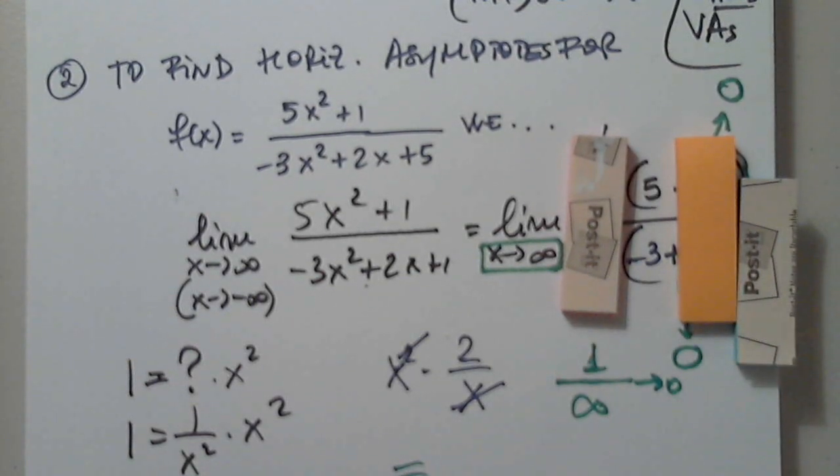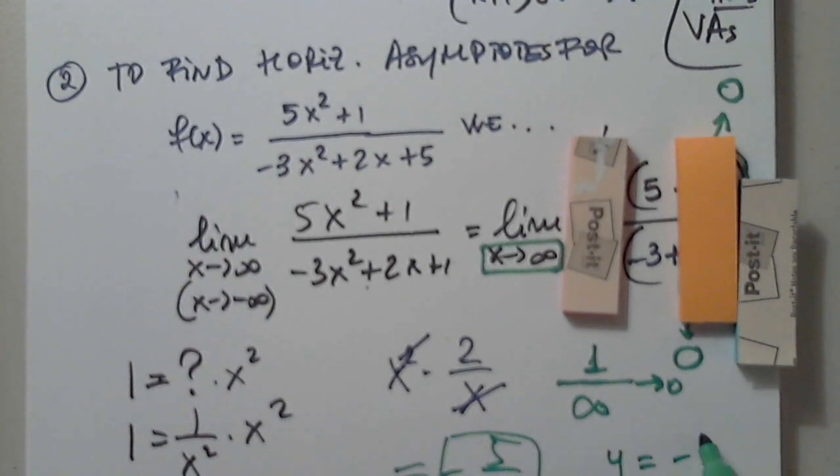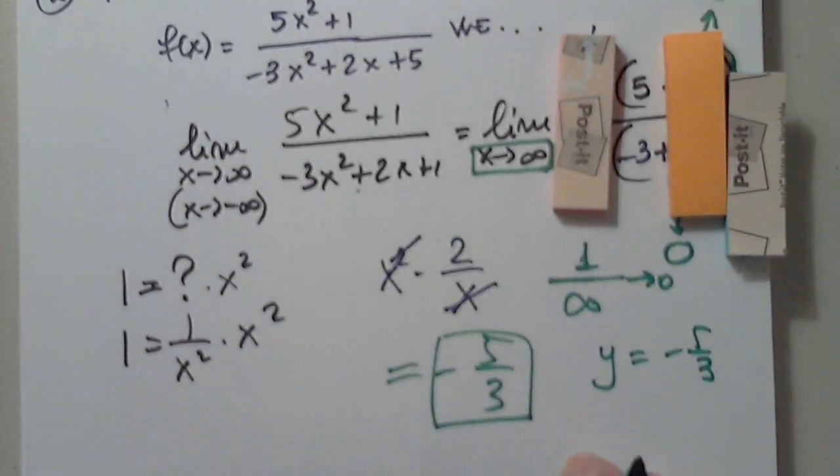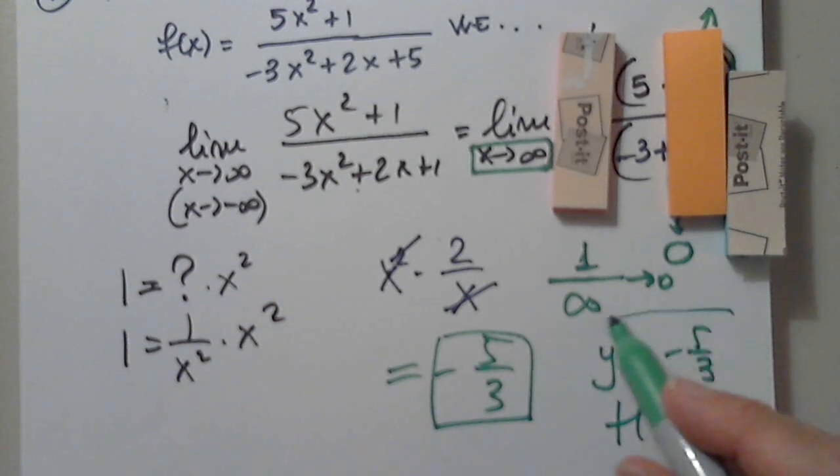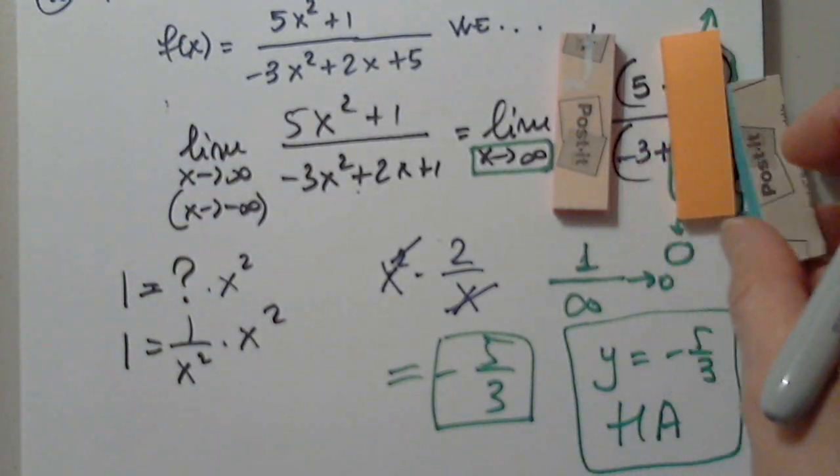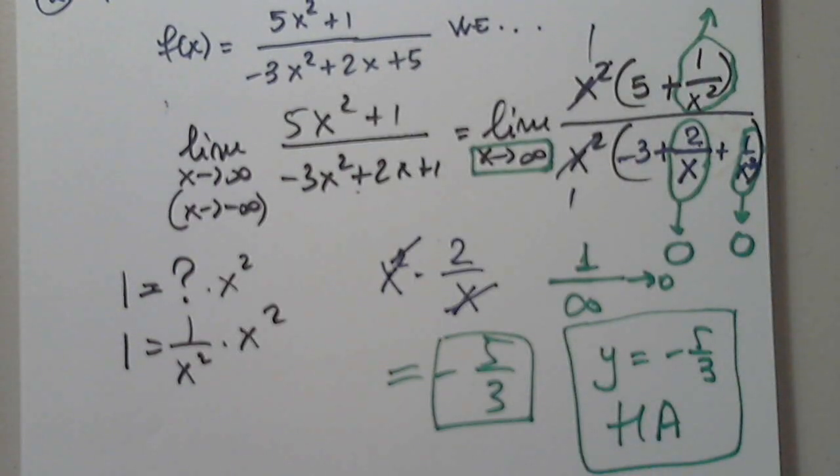So that the result is negative 5/3. This is it. So y equals negative 5/3 is the horizontal asymptote. Awesome. Great job.